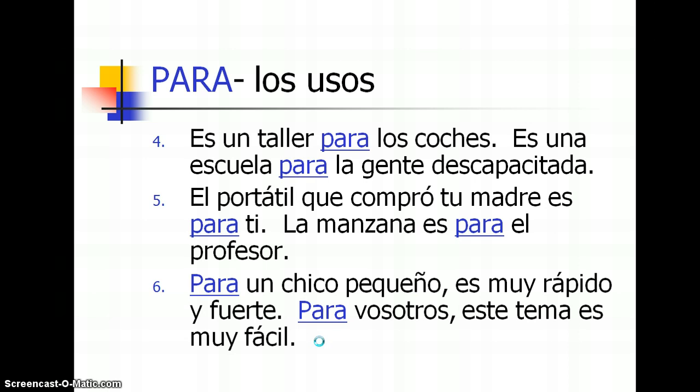Es un taller para los coches. Es una escuela para la gente discapacitada. 5. El portátil que compró tu madre es para ti. La manzana es para el profesor. 6. Para un chico pequeño es muy rápido y fuerte. Para vosotros este tema es muy fácil.